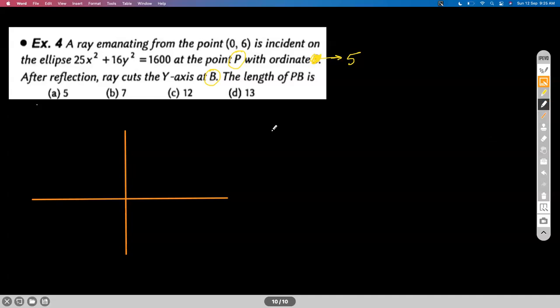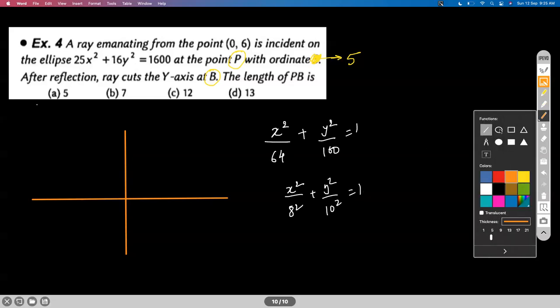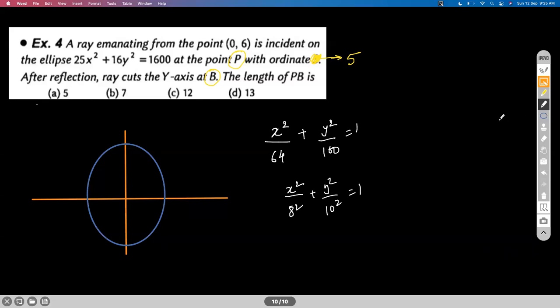See, first of all, let us try to analyze this ellipse. 4 into 64, this will be 64 and this will be 100. So this is x square by 8 square plus y square by 10 square is equal to 1. So basically it's a vertical ellipse, a vertical standard case of an ellipse.